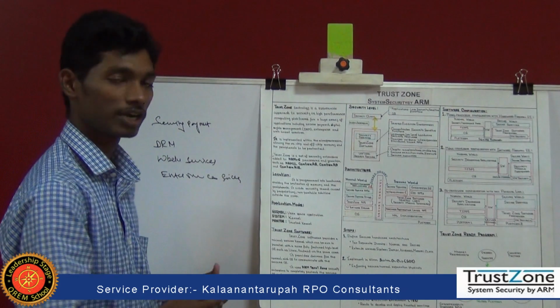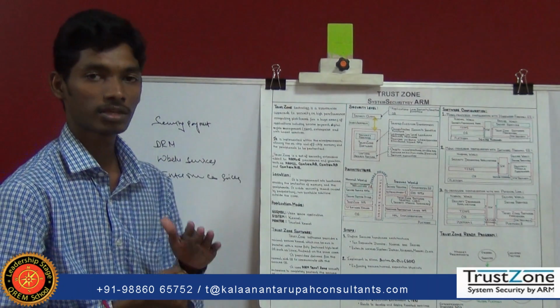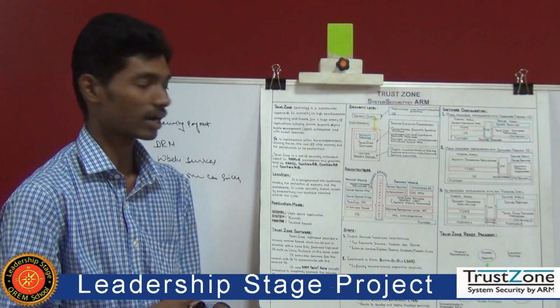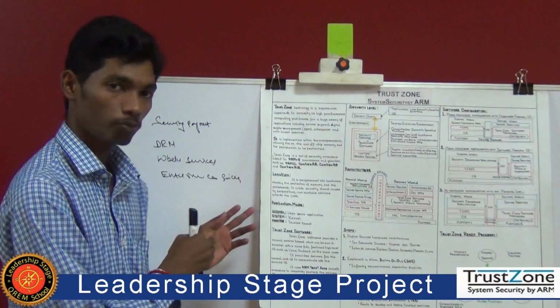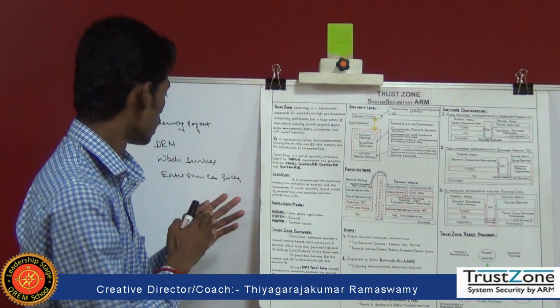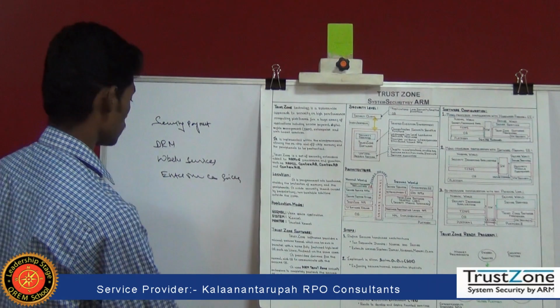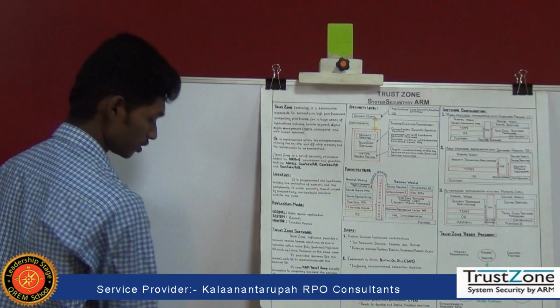First, what is secure payment? Secure payment involves bank transactions, credit card transactions, and also mobile payment. For this secure payment, we are implementing the TrustZone technology to enhance the security. And next one is DRM.